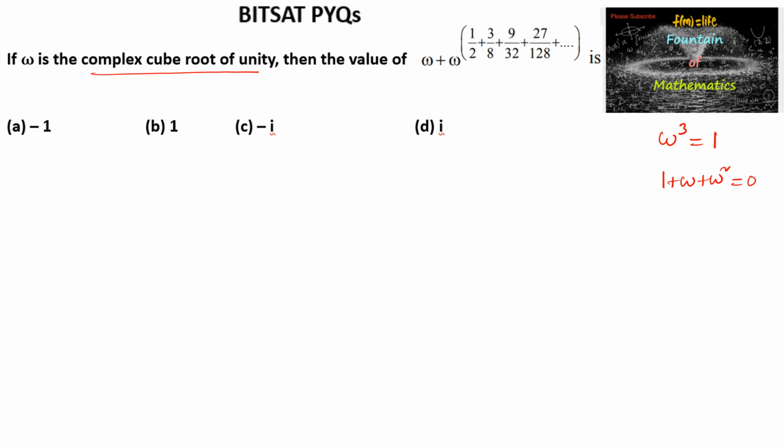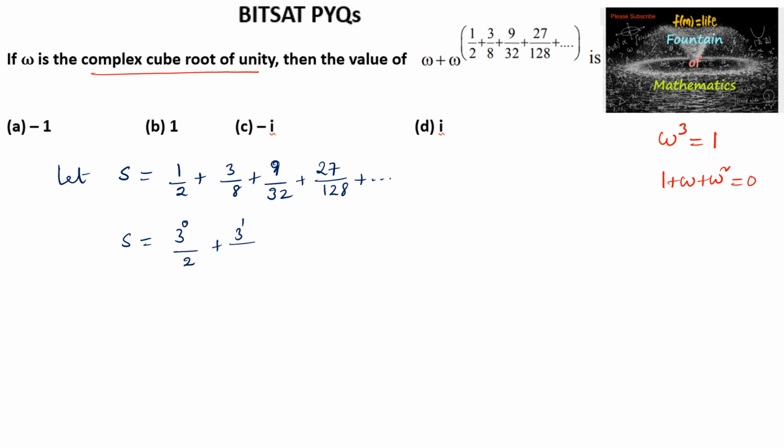So let us consider this series. Let S is equal to 1 by 2 plus 3 by 8 plus 9 by 32 plus 27 upon 128 plus and so on. So we can also write this as 3 power 0 upon 2 plus 3 power 1 upon 2 power 3, 3 power 2 upon 2 to the power 5, 3 power 3 upon 2 to the power 7 and so on.